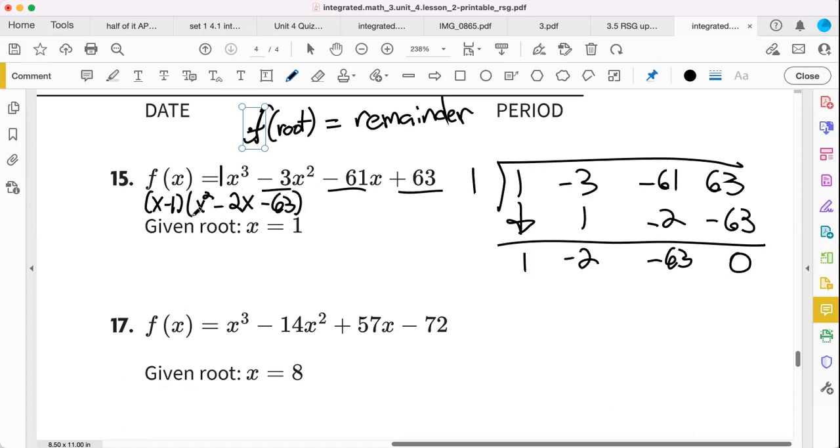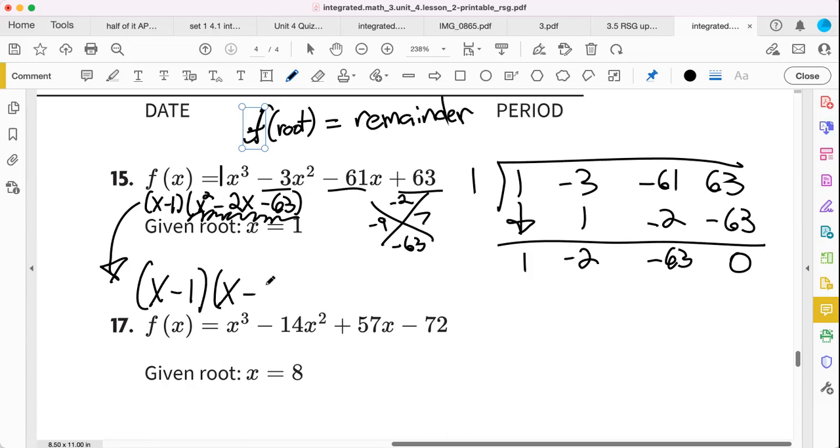And so let me ask you, can this be factored further? Are there factors of negative 63 that add up to negative 2? There's negative 9 and 7. That works. So then this could be rewritten even further. It's x minus 1 times x minus 9 times x plus 7, giving us our roots respectively as these opposites: positive 1, positive 9, negative 7.